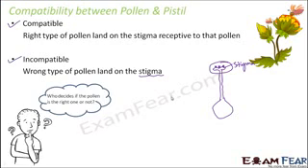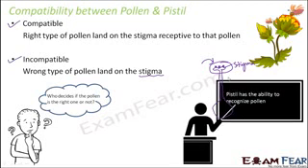Now, the question is, who decides if the pollen is the right one or not? Obviously, the pistil has to decide, because the pollen is falling on this pistil. So the pistil has to decide whether entry needs to be given to the pollen or not. So the pistil has the ability to recognize the pollen. What kind of ability does the pistil have? We will see that very soon.